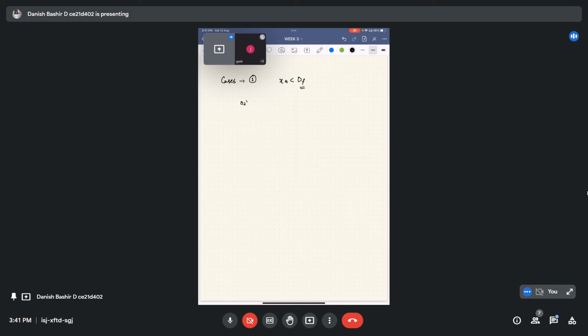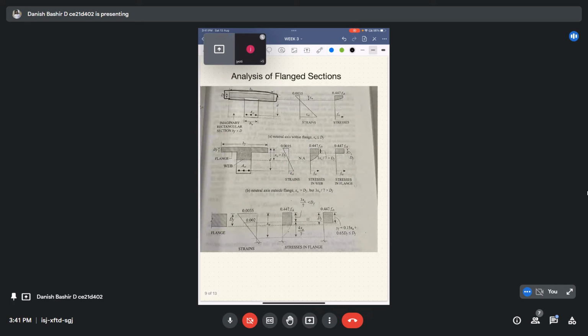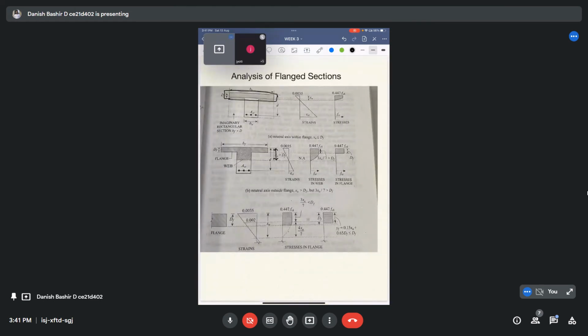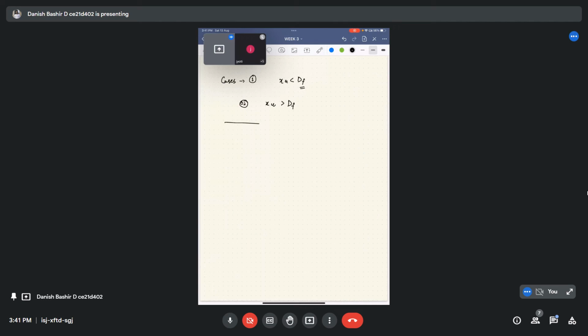But case second is we have the second case. Now this depth of the neutral axis xu comes out of the flange, like here. This is the depth of the neutral axis xu. It has come out of the flange. So we have to analyze it in a different way. I will give you one trick. Why not if we do one trick? For example, we have a T section like this. Now our depth of neutral axis comes like this way, xu comes outside.